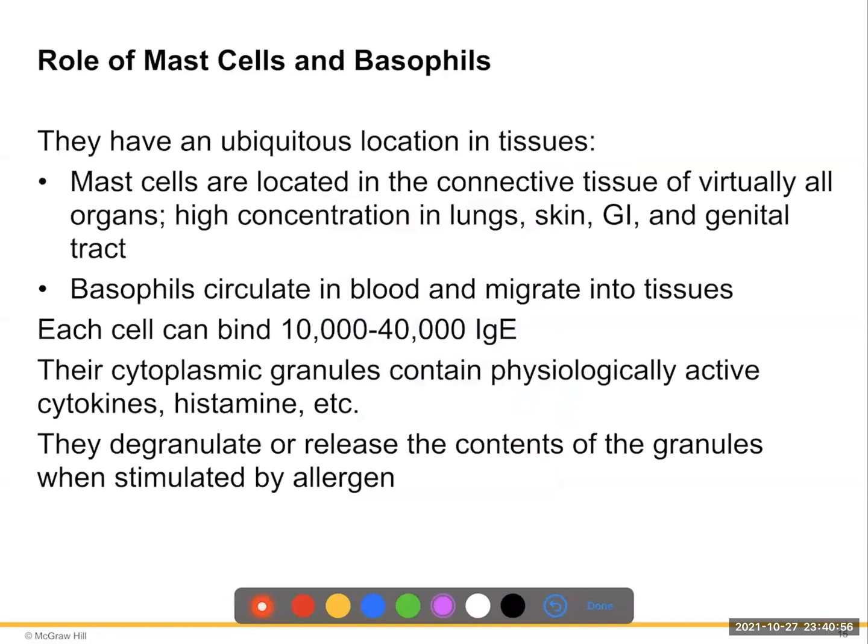So mast cells and basophils, what do they do? They have a ubiquitous location in tissues. So mast cells are located in the connective tissue of virtually all the organs. Okay, those are your mast cells. They have a high concentration in the lungs, the skin, the GI tract, and genital tract. Basophils circulate in the blood, okay, and migrate into tissues. So mast cells are already there, basophils circulate and migrate into it. Each cell can bind about 10,000 to 40,000 IgE antibodies that are circulating in the plasma. Okay, the cytoplasmic granules contain physiologically active cytokines, histamine, and the like. So they degranulate, they release the contents of the granules when stimulated by the allergen. That's what causes the allergic response.